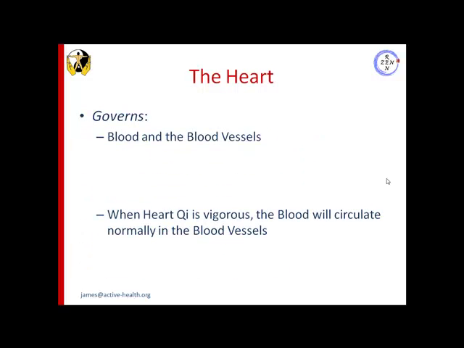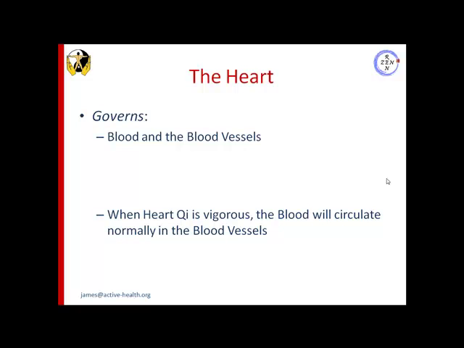So the first function that we're going to look at with regard to the heart is that of governing the blood and the blood vessel. In fact, the heart dominates the blood and blood vessels, and this means that the heart is the motive force for blood circulation, while the vessels are the physical structures which contain and circulate the blood. Blood circulation relies on cooperation between the heart and the vessel, with the heart being of primary importance.